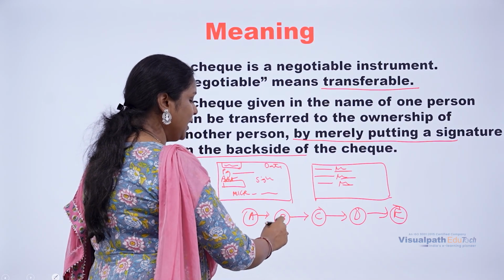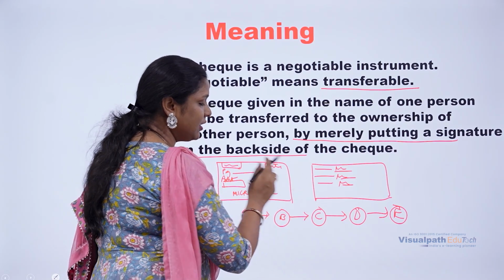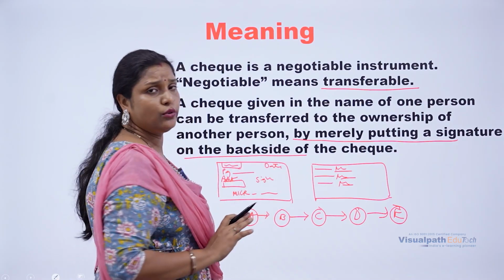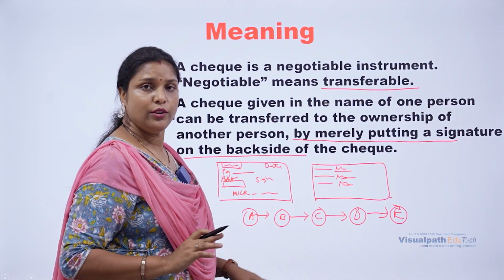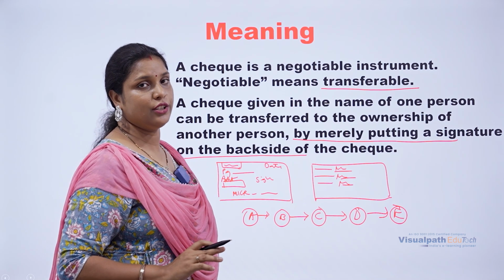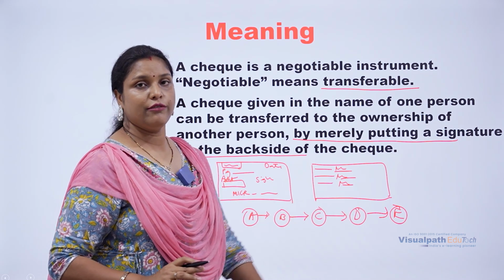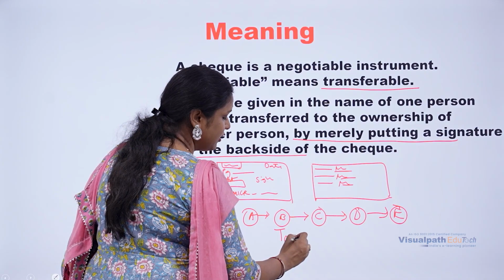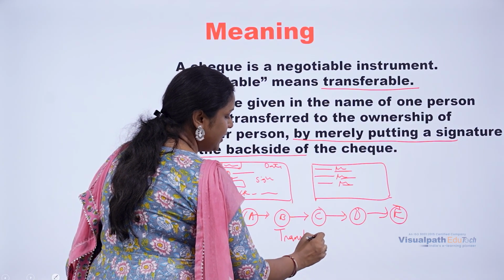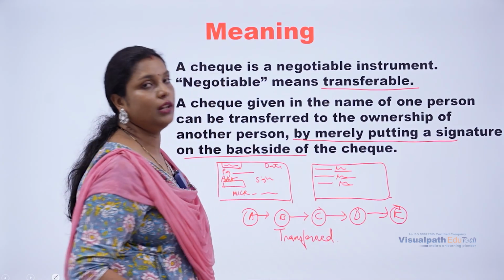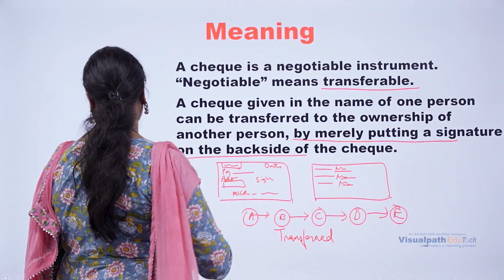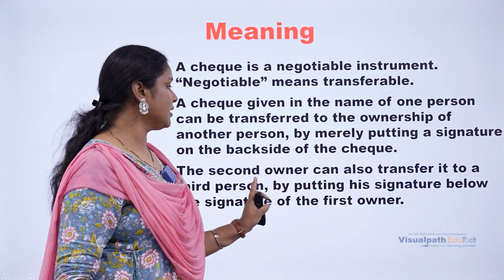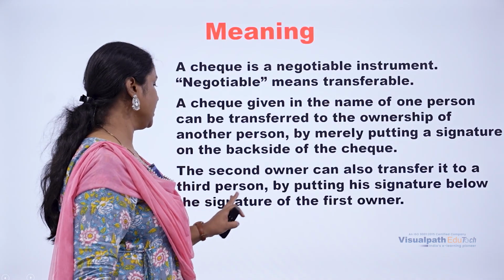So B, instead of encashing it, passed on the check to C, so that the money can go directly to C. C again has to pay something to D, so C transferred it to D. D also did it for E. When a check is being transferred like this, it is known as negotiable, it is transferable. The second owner can also transfer it to a third person by putting his signature below the signature of the first owner.